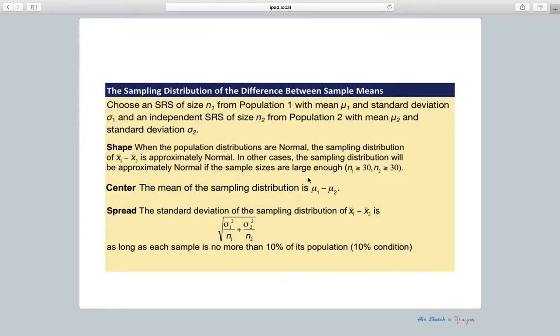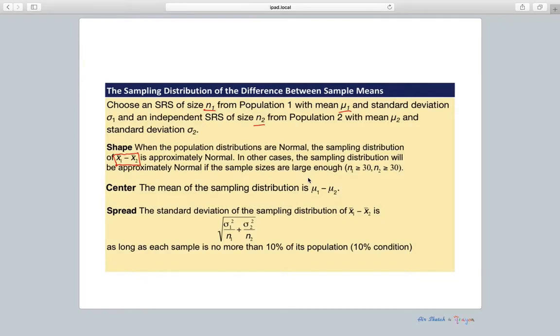Okay, so something that we are used to at this point: shape, center, and spread of the sampling distribution. When I choose a simple random sample of size n1 from population 1, and it has mean mu1 and standard deviation sigma 1, and then we do the same thing from a second population. The sample sizes don't have to be the same necessarily. So here's the shape, center, and spread of the sampling distribution of x1 bar minus x2 bar.